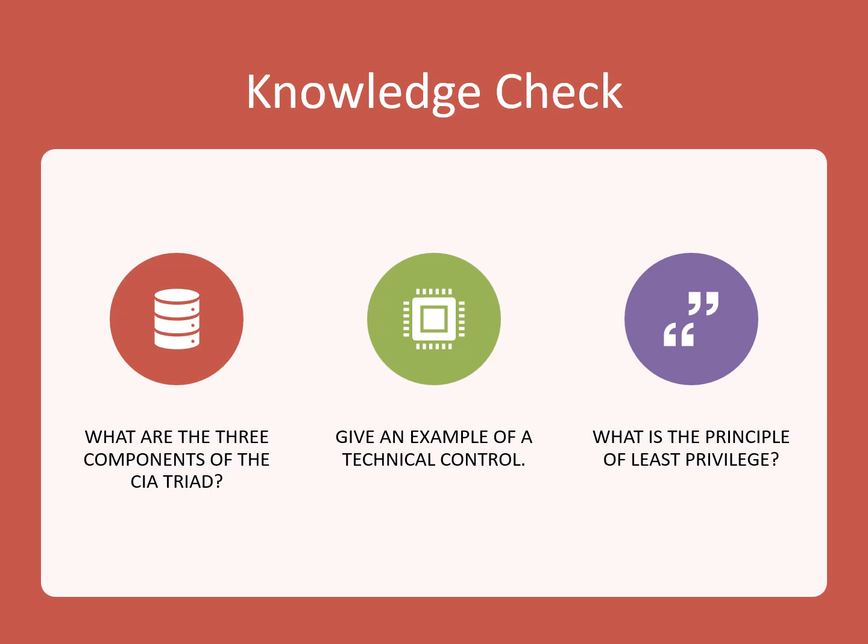Knowledge check. What are the three components of the CIA triad? Give an example of a technical control. What is the principle of least privilege?